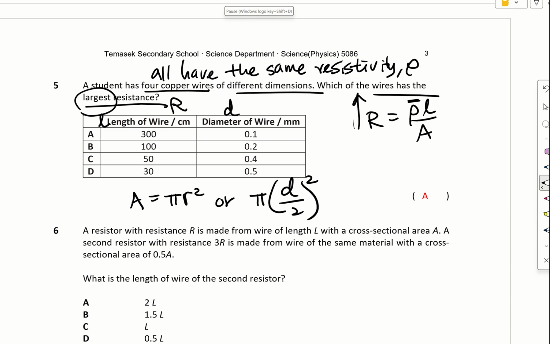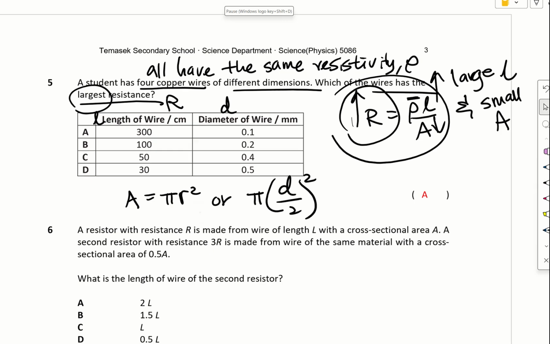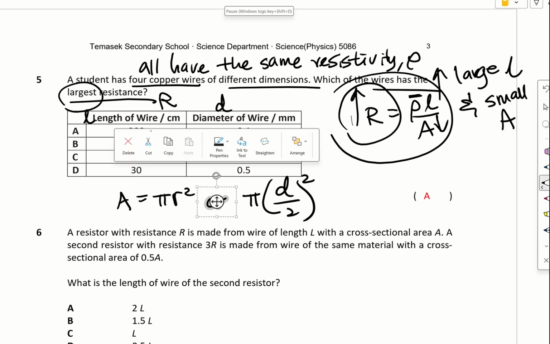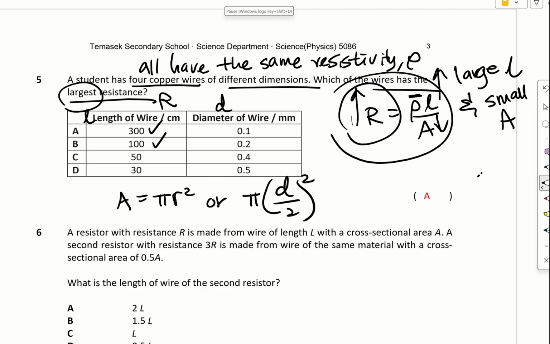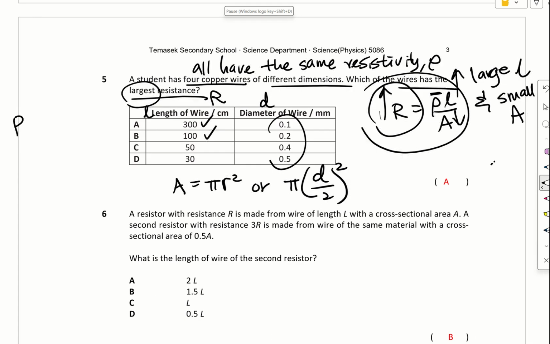So I'll need to look out for a large length L and a small area, right? If you look at the formula and apply the math, if my length is high and my area is small, my resistance will be large. So I will be choosing this 300 and 100. If you look at the diameter, it doesn't differ by a lot, but maybe we should calculate the resistance for A, B, C and D.